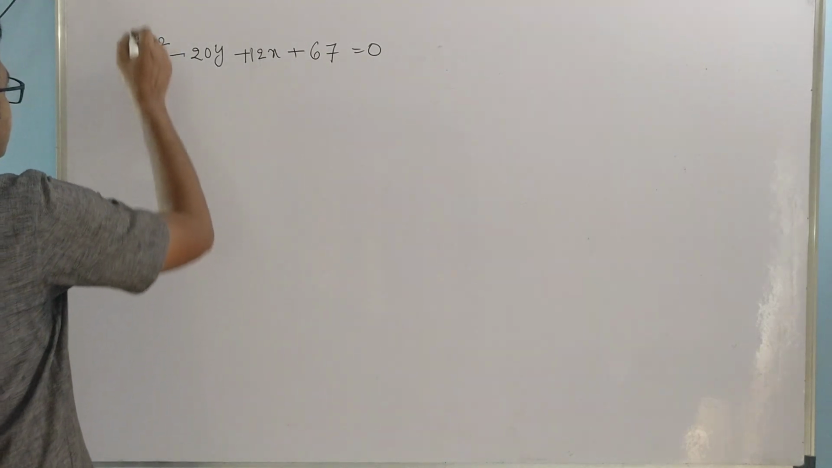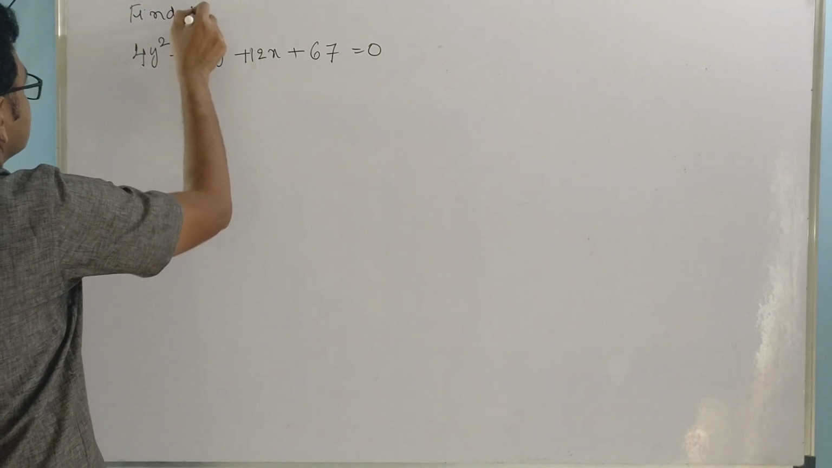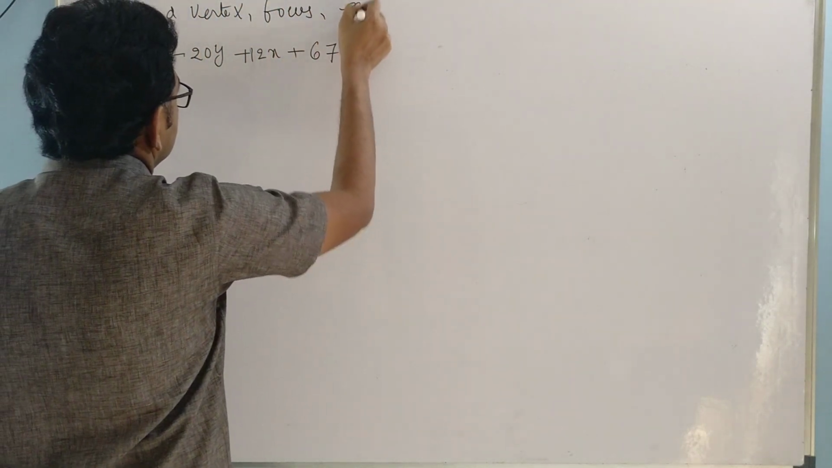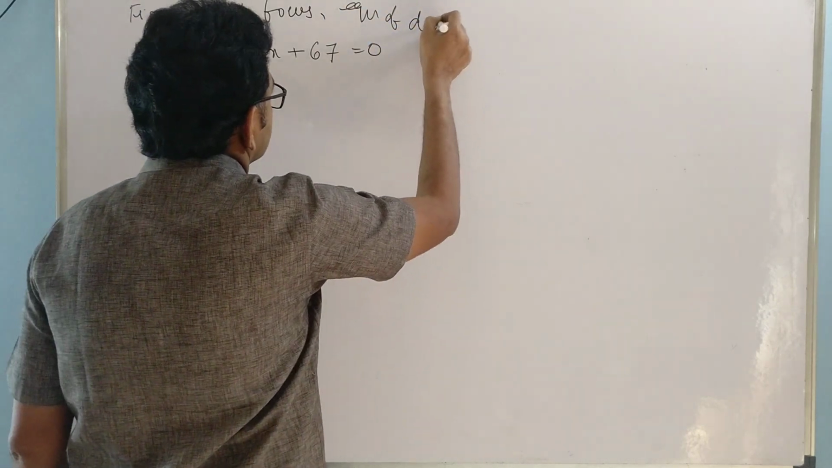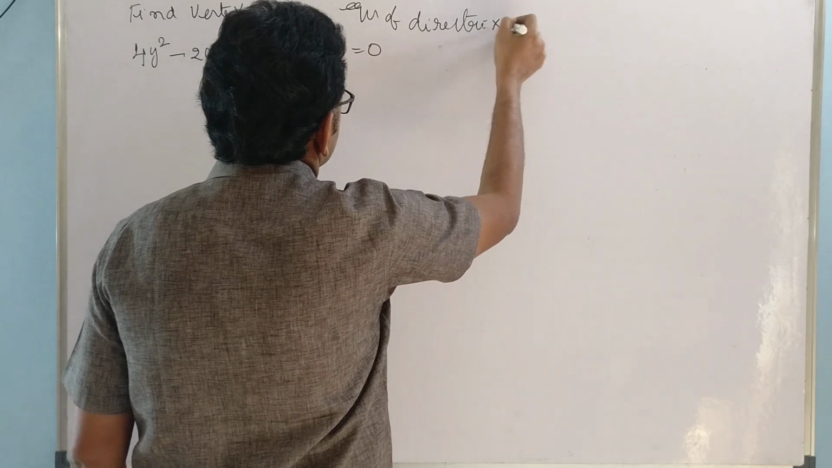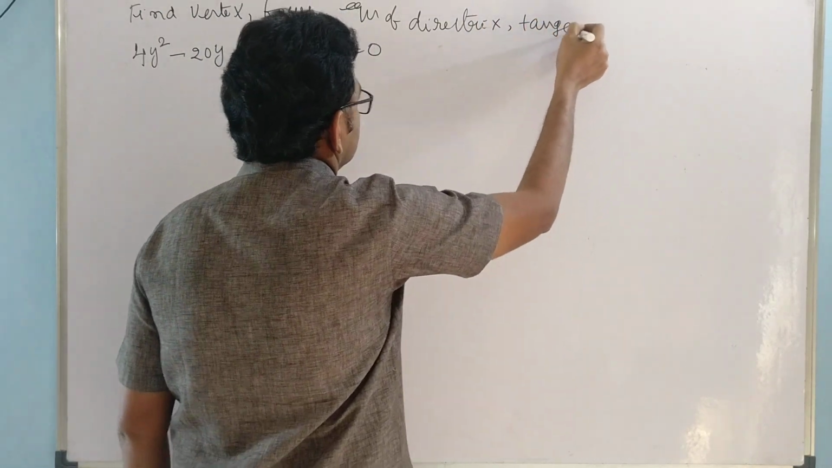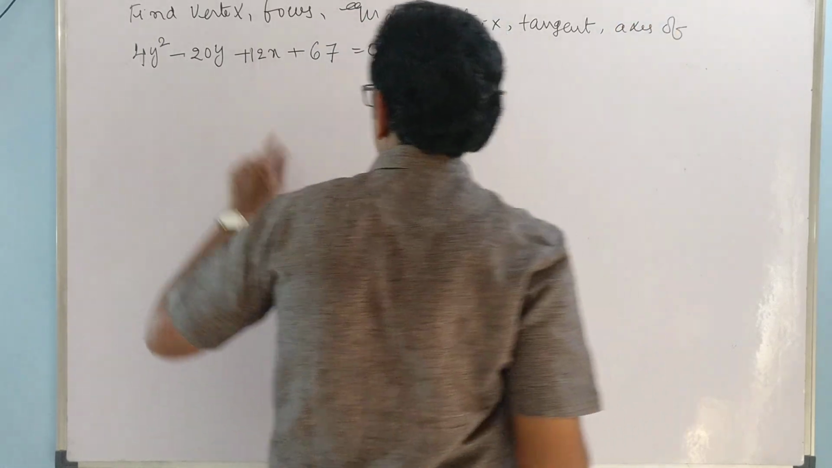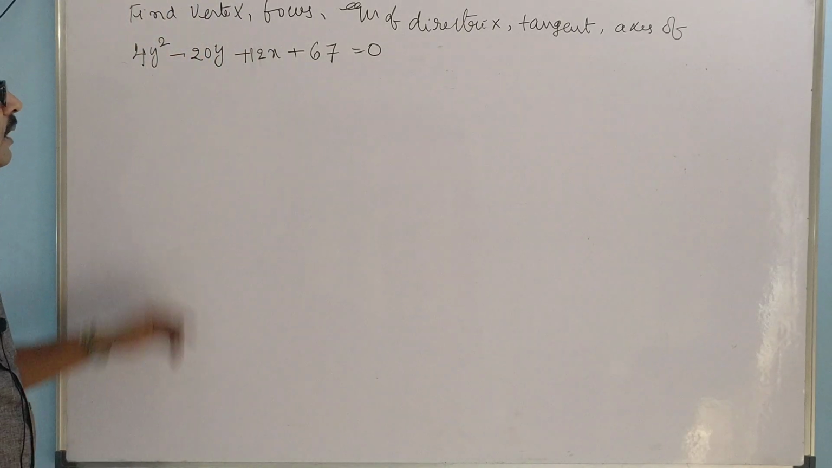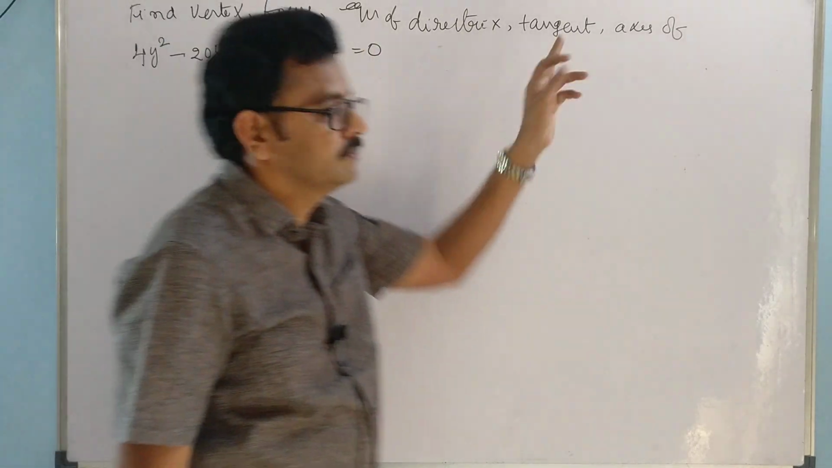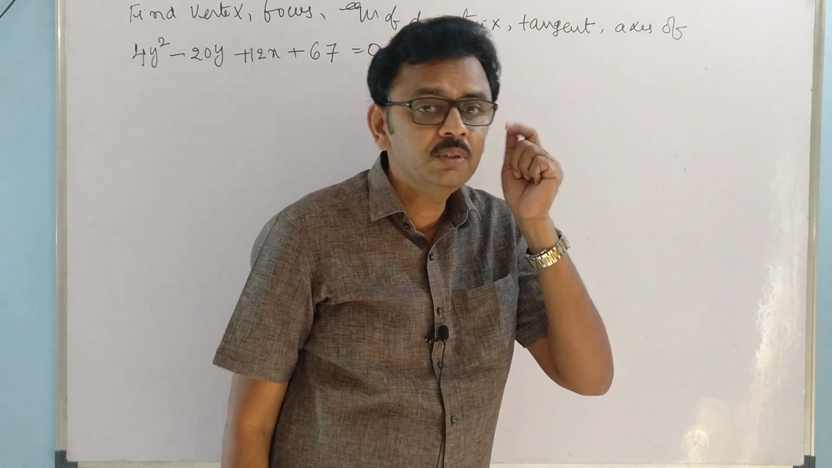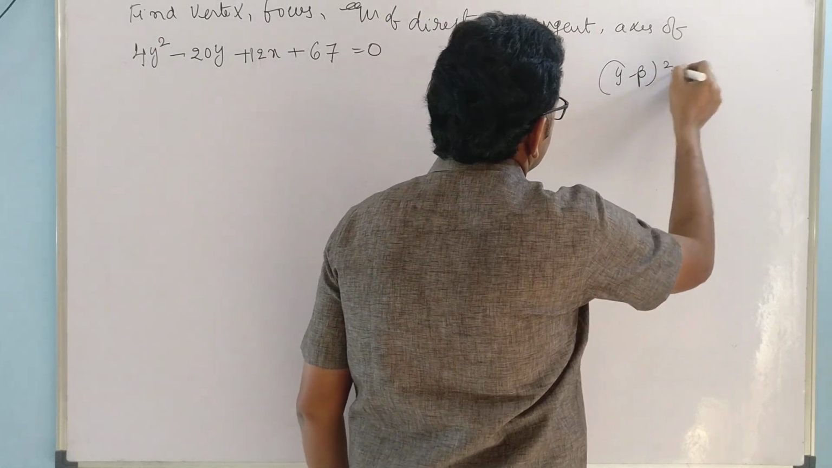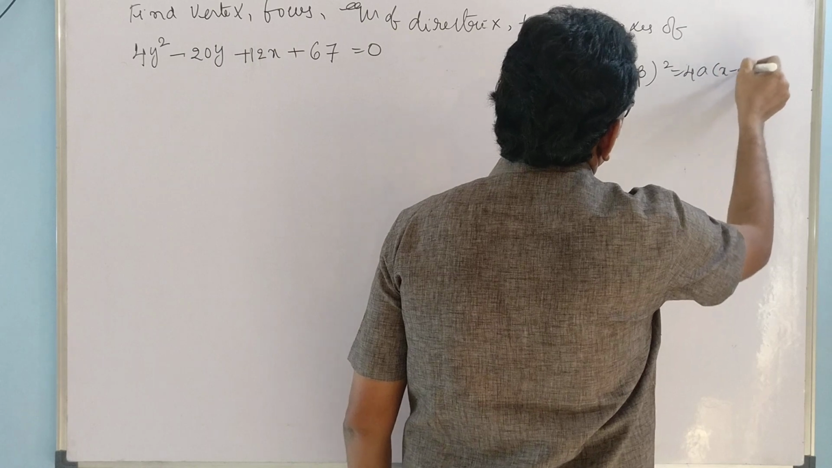Now for this parabola find the vertex, focus, equation of directrix, tangent, meaning equation of tangent at vertex, and equation of axis of the parabola. Of this parabola we have to find all these. So you reduce this into standard form. What is standard form? (y minus beta) whole square is equal to 4a into (x minus alpha).